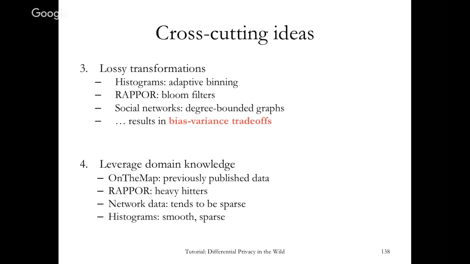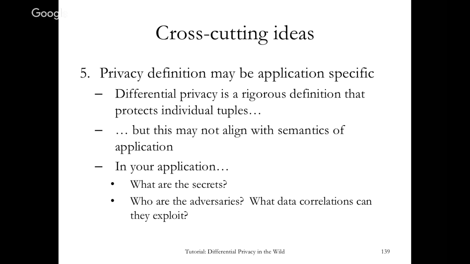With the Rapport task, right, they expected there were going to be some heavy hitters, some websites that were quite commonly set as the homepage, and really that's what they were after. They weren't interested in the long tail of web pages that were not often set as homepages. They were really interested in the heavy hitters. And with the other applications, they leveraged domain knowledge as well. And then the fifth cross-cutting idea is that the privacy definition that you come up with may necessarily have to be application specific, right?